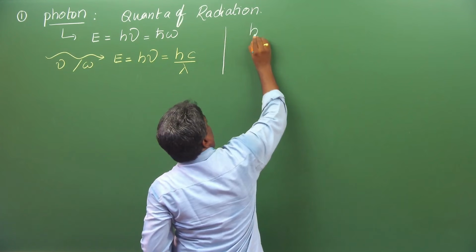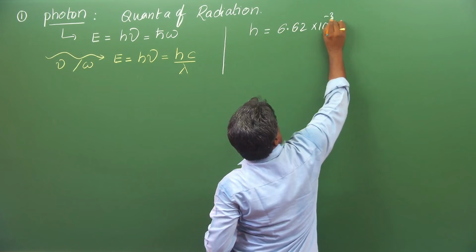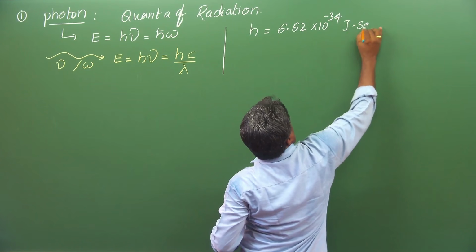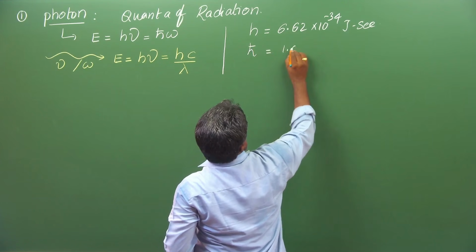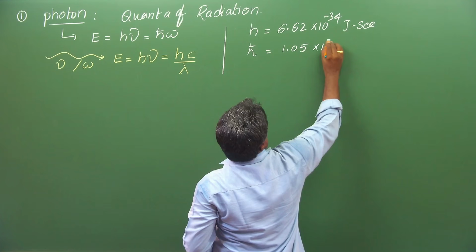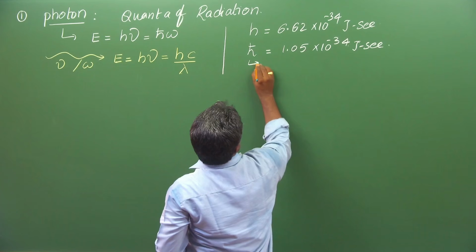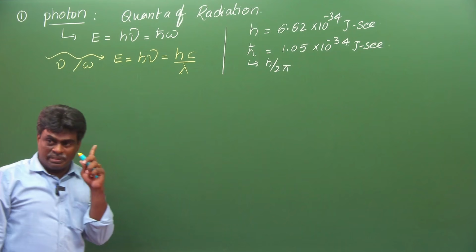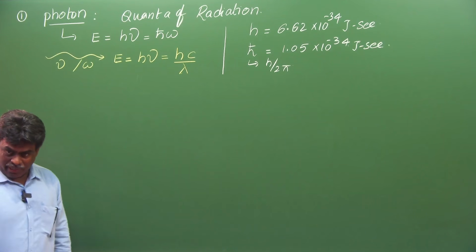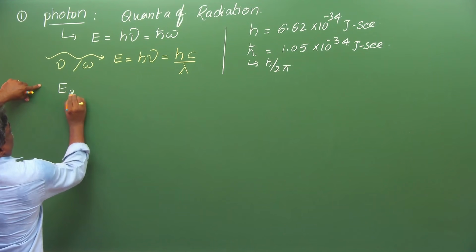Now here you have Planck's constant. Come on, say 6.62 into 10 to the power of minus 34 joule second. And h cut or h cross is 1.05 into 10 to the power of minus 34. This is nothing but h by 2 pi. You must remember these values while you are doing problems. Okay, good. So this is the energy of the photon.